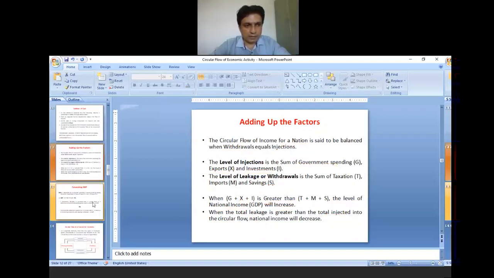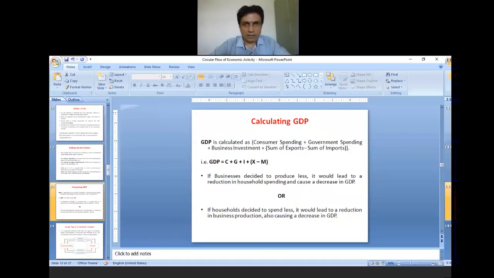So moving to the next slide, and this is a very important slide. How can we calculate the GDP of a country? The GDP, or gross domestic product, is calculated by this formula. This is the abbreviated form, so whenever you are asked a question about the GDP, you also need to explain the meaning of C, the meaning of G, and the meaning of I.